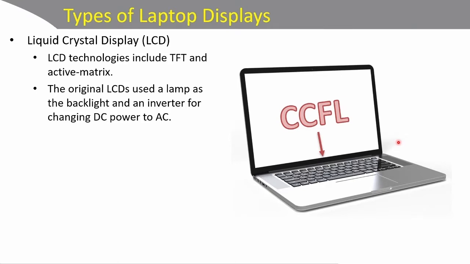Because the laptop runs internally on DC power, we need an inverter to change the power from DC to AC to power the lamp. And that inverter would usually be somewhere in here on the display, perhaps in the computer, in the main body here. It's an extra step that creates two potential points of failure, that lamp and that inverter.